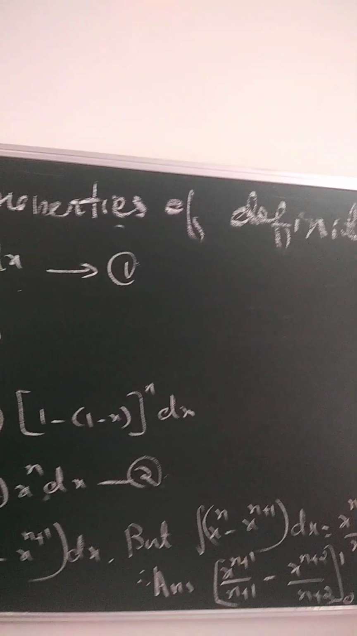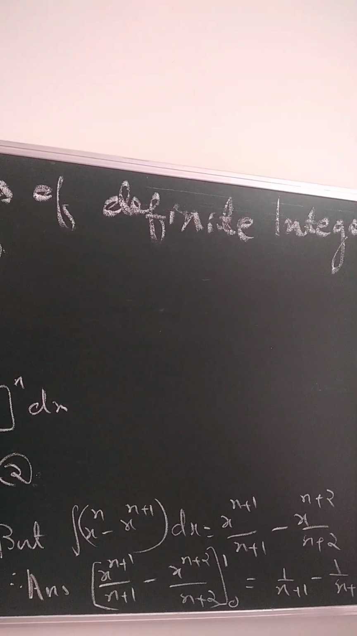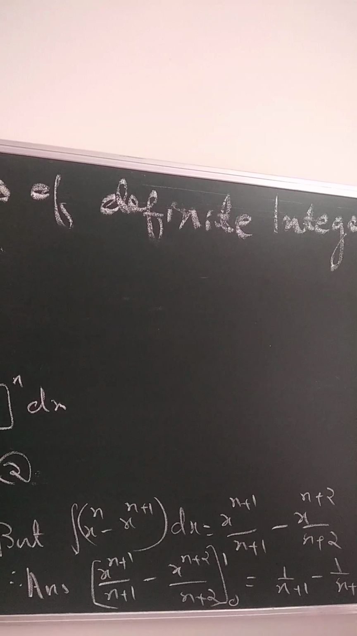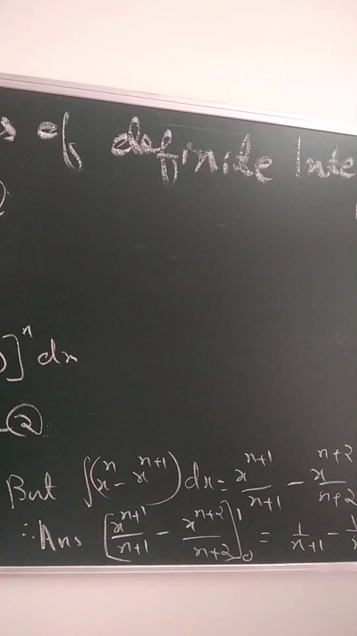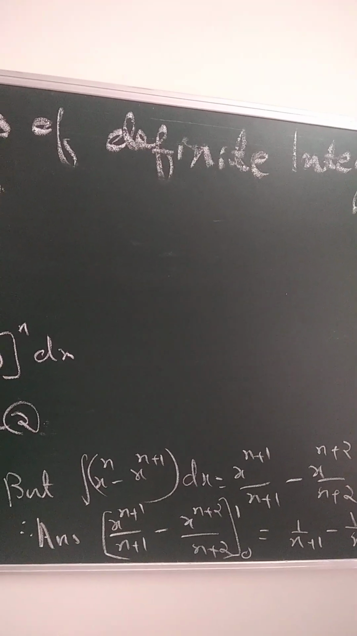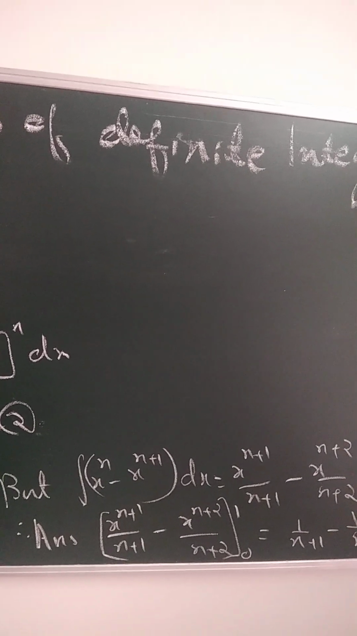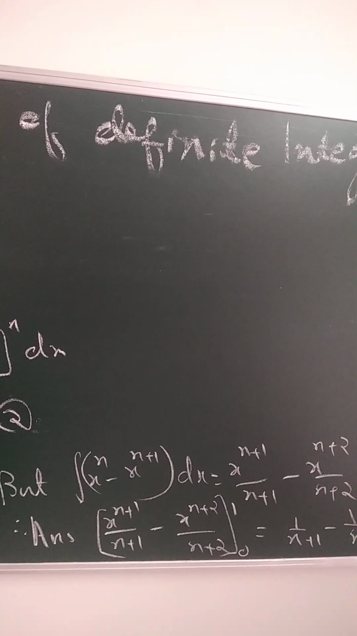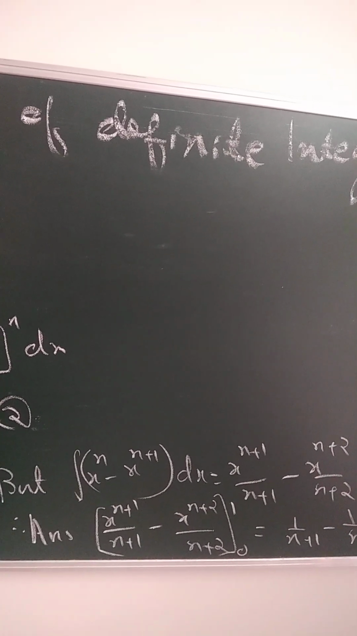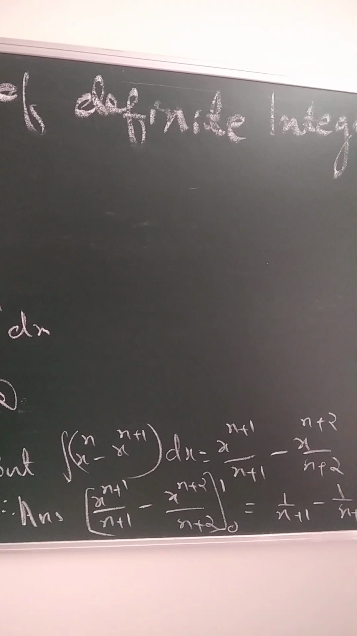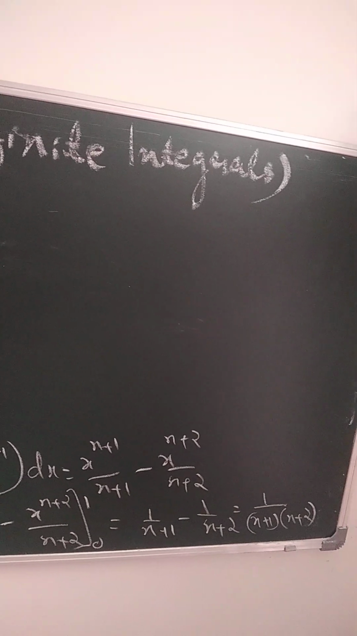Then take the indefinite integral and get it. Then, in order to get the final answer, apply the limits. In place of x, first we put the upper limit, then minus. In place of x, we substitute the lower limit 0. Therefore, this is the answer.